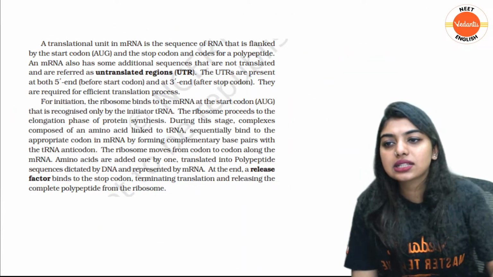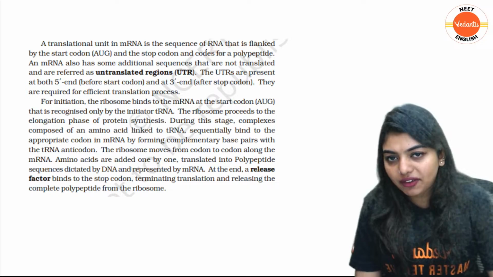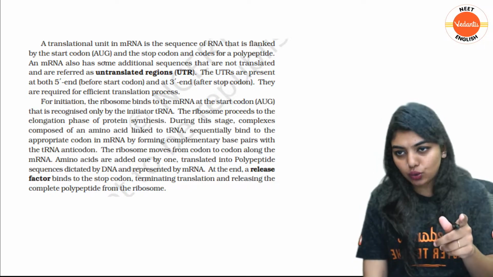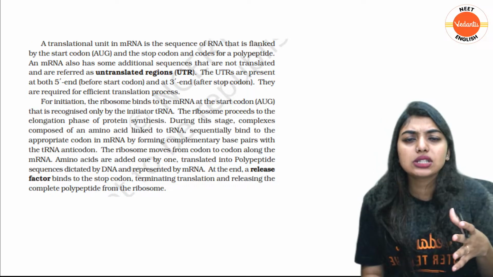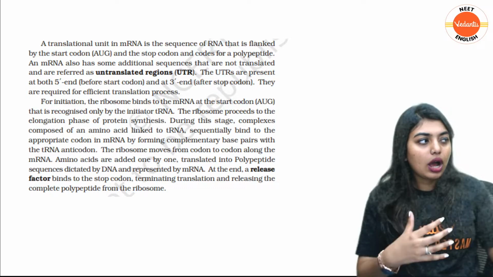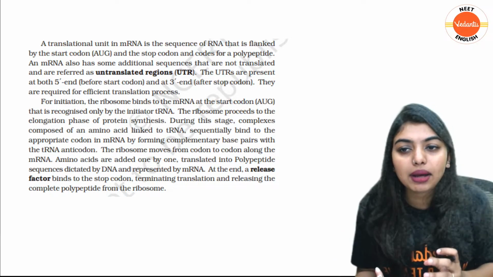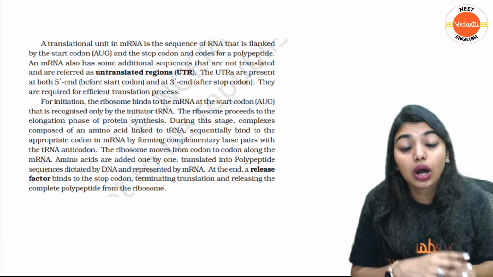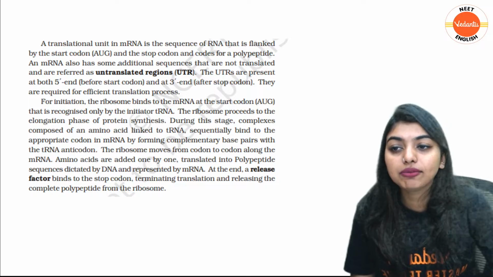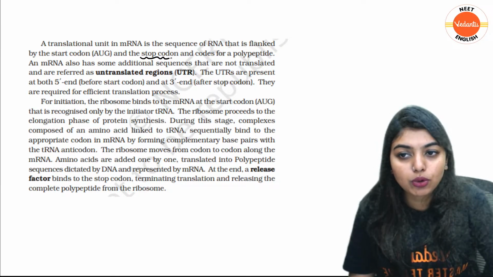Now, a translation unit in mRNA is a sequence of RNA that is flanked by a start codon and a stop codon, because mRNA does not know how long this has to happen. How will mRNA know? How will tRNA know? How will the ribosome know? All of them will know only with the help of a stop codon.